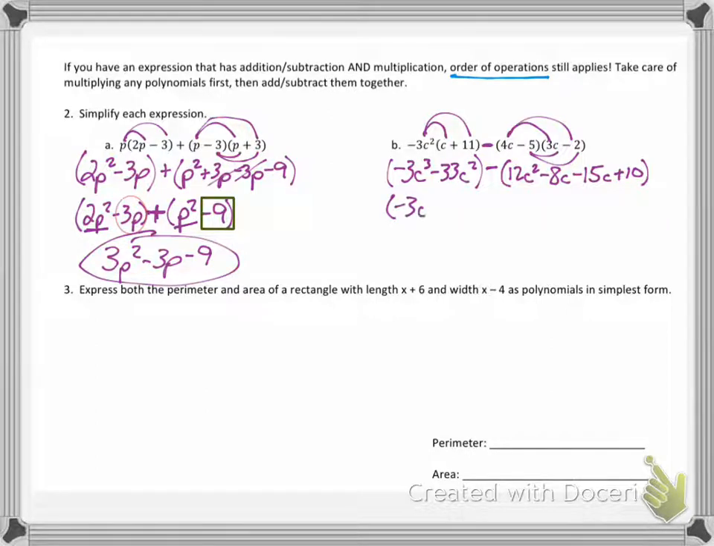So the first chunk here has no like terms, so I'm going to leave that alone. The second chunk has a couple like terms. It has those c terms in the middle. So I'm going to condense that and make that negative 23c.